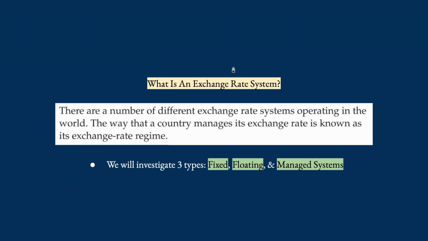And when we talk about exchange rates, we also have to talk about putting them into a system. So what is an exchange rate system? Well, there are a number of different exchange rate systems operating in the world. The way that a country manages its exchange rate is known as the exchange rate regime. We're going to be looking at three different forms of exchange rate systems: fixed, floating, and managed systems. So we're going to start with fixed.